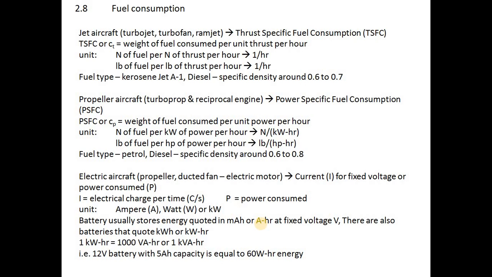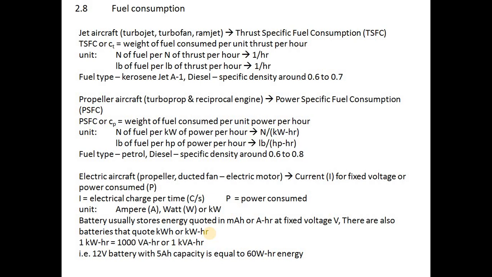And if you quote in milliampere hour of that battery, you must also quote the voltage. So for example, 5,000 milliampere hour for 3-cell battery or 11.1 volt battery is not the same with 5,000 milliampere hour with single cell battery or 3.7 volt. They are not the same capacity. In fact, the latter is actually 1/3 of the former capacity.